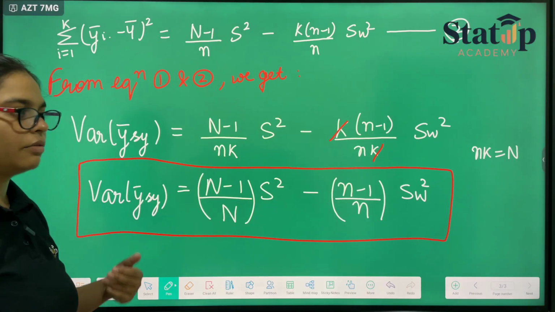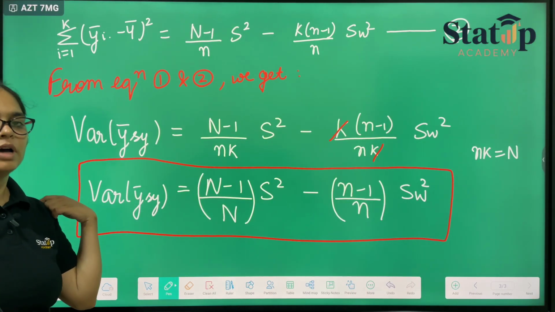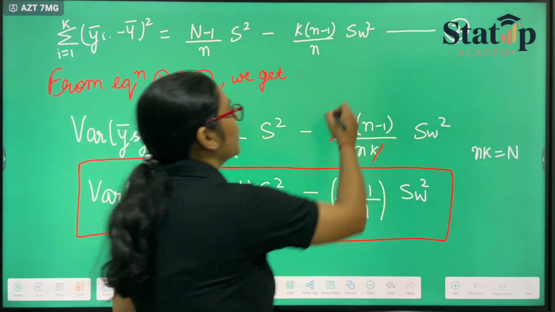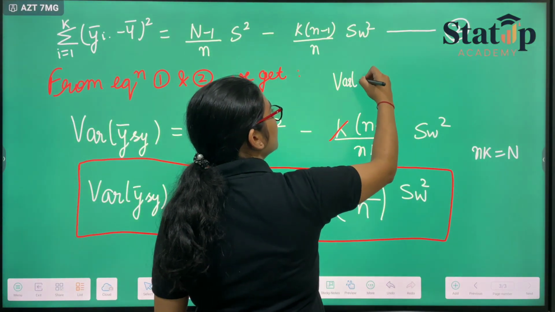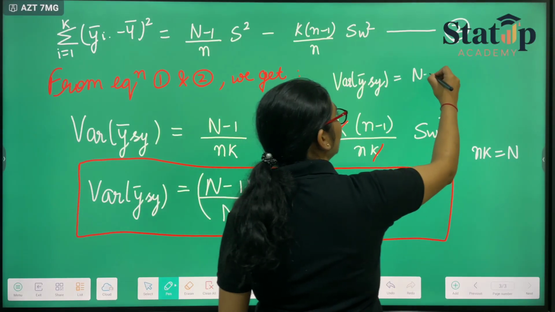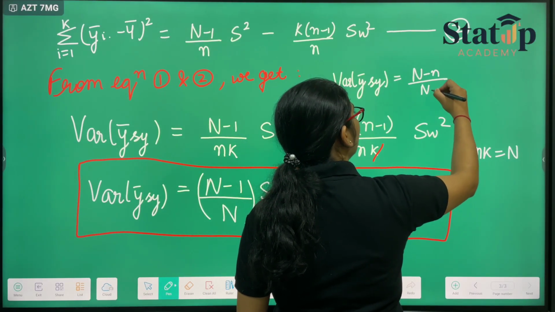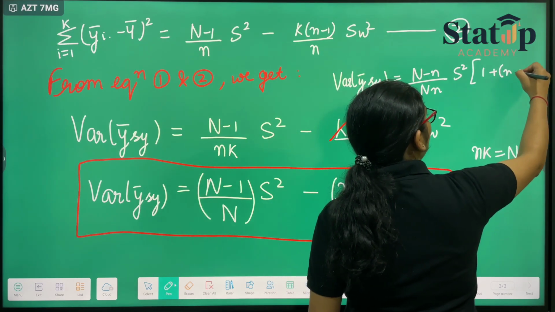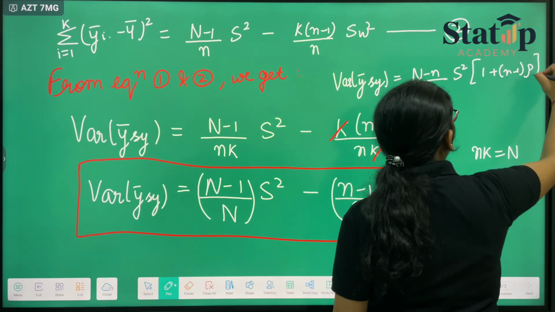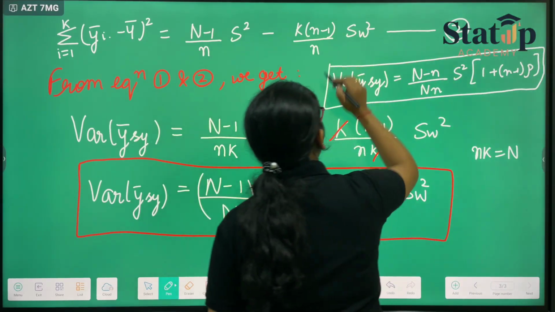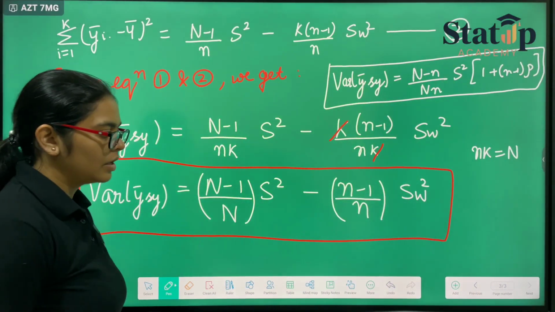This is the second formula for variance of y bar systematic, and the first formula we did yesterday was variance of y bar systematic is nothing but (capital N minus small n) upon n S square into (1 plus (n minus 1) into rho), where rho is the correlation coefficient. This is the second formula or the first formula.